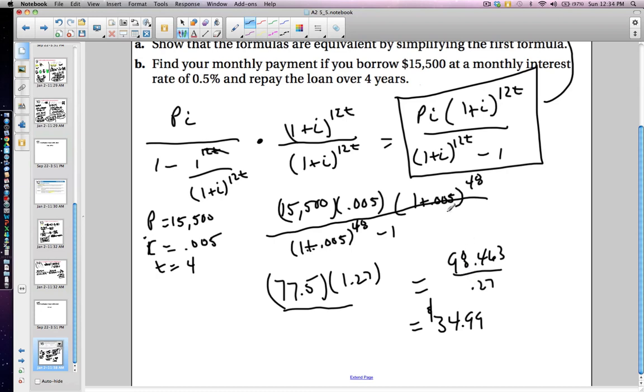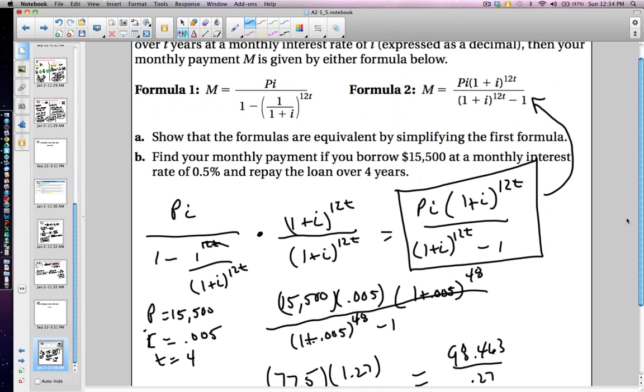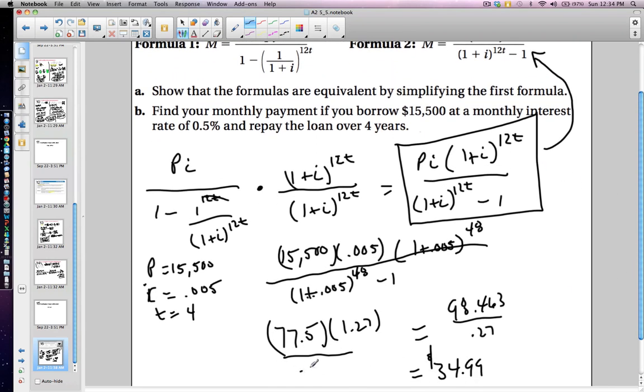Okay? So that's just working with these fractions, then simplifying the fraction, ending up with using the new formula to solve. And that's the end of this particular section 5.5.